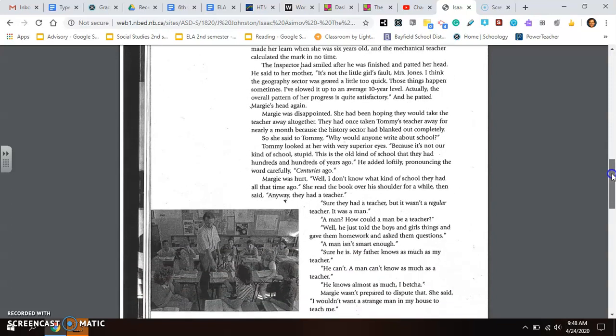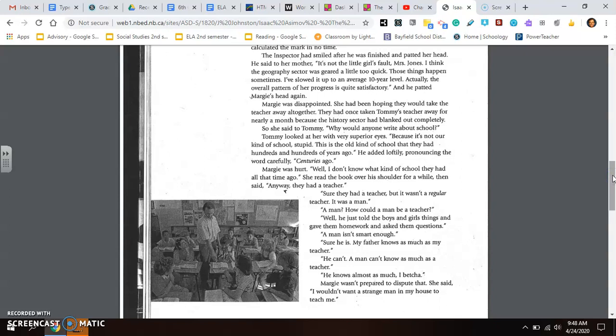The inspector had smiled after he was finished and patted her head. He said to her mother, "It's not the little girl's fault, Mrs. Jones. I think the geography sector was geared a little too quick. Those things happen sometimes. I've slowed it up to an average 10-year level. Actually, the overall pattern of her progress is quite satisfactory." And he patted Margie's head.